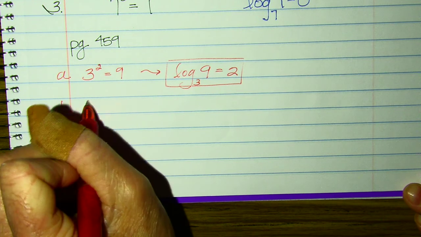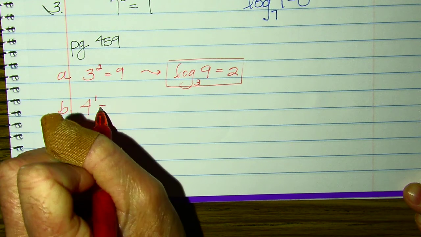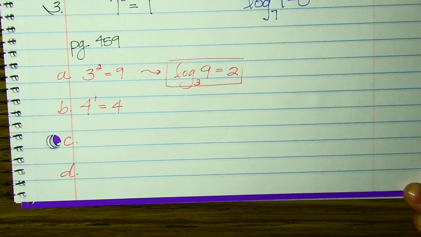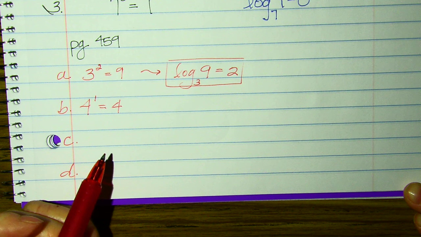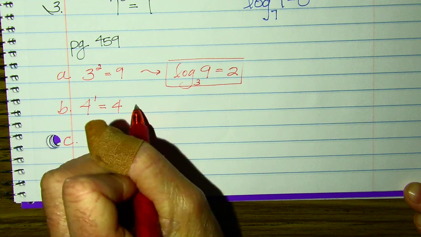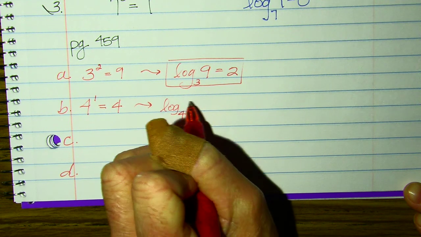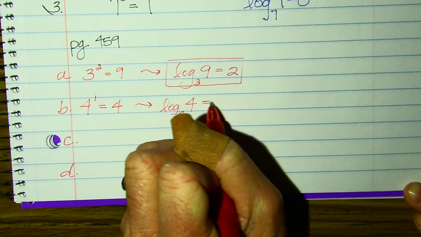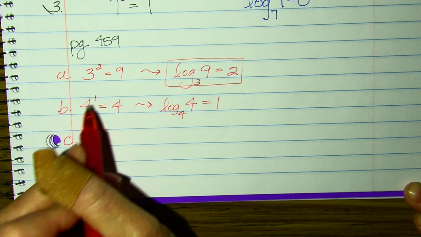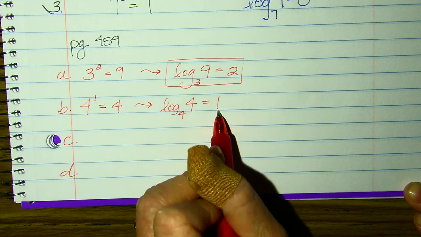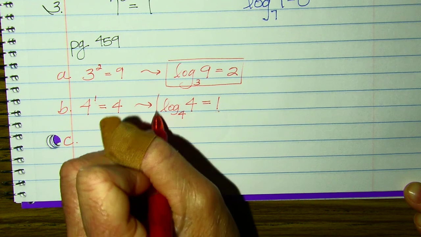Part B, they'd like us to write 4 to the first power equals 4. If you want to pause my video and try to write that as a log, that'd be great. So log base 4 of 4 equals 1. So remember, the exponent is the number that should be on the right-hand side of the equal sign.